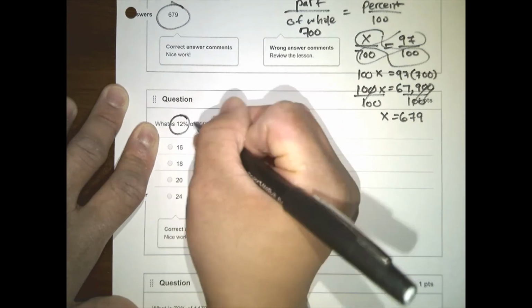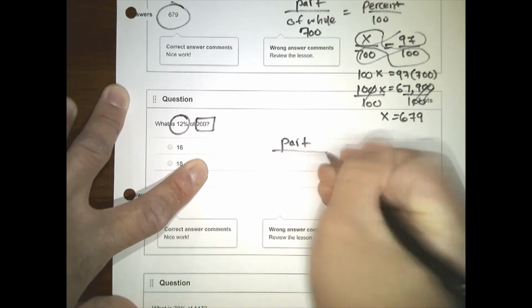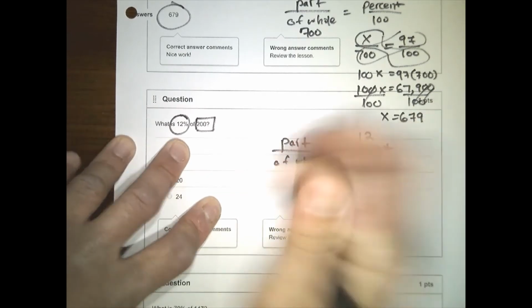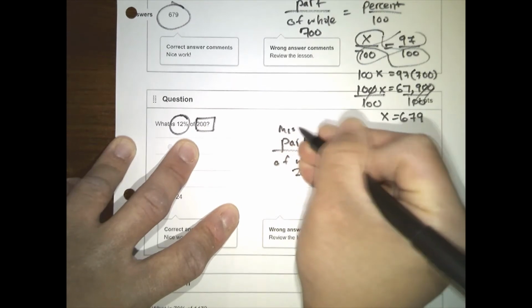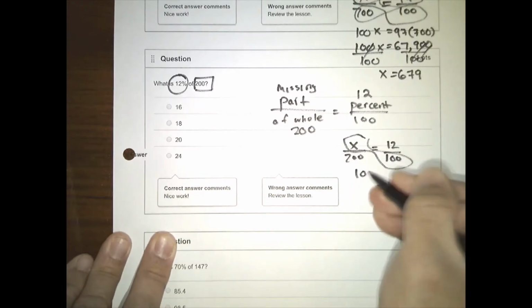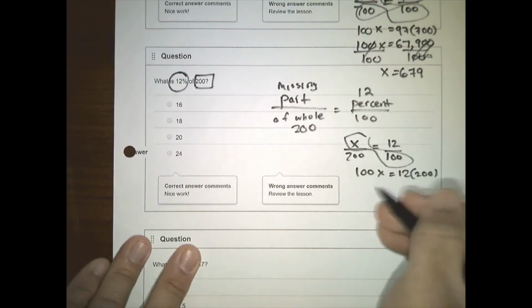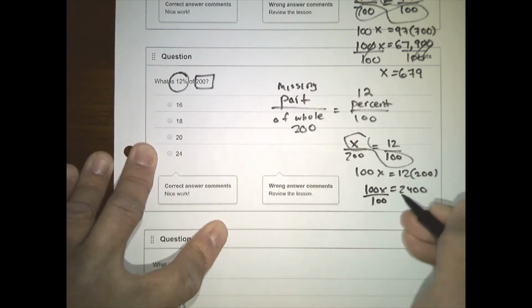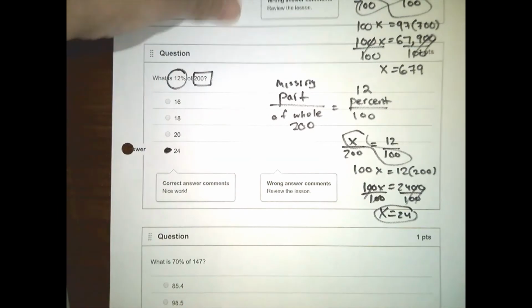What is 12% of 200? So part of a whole, again, is what percent out of 100. The percent was 12, the whole was 200, and the part is what was missing. So we have x out of 200 is 12 out of 100. Cross multiply: 100x is 12 times 200. Then 12 times 200 is 2400. So we have 100x is equal to 2400. Let's divide by 100 on each side. So x is equal to 24, which is what we have right here.